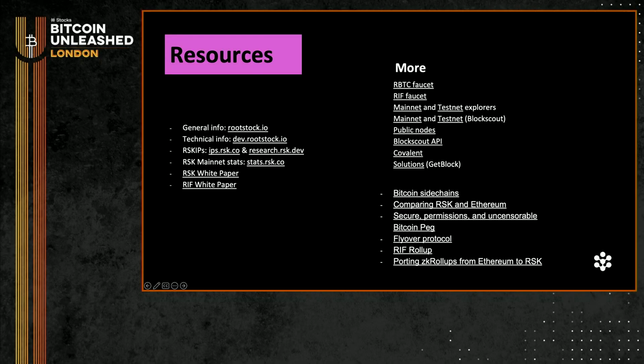And on the lower right are the more research-oriented links: explanation of sidechains, the Flyover protocol, how the two-way peg works. And the last link is how we ported ZK-Sync to Rootstock, basically. And you will notice that it was very simple.